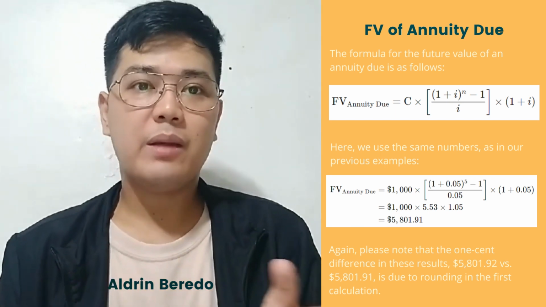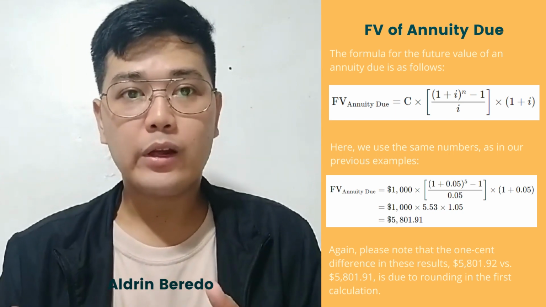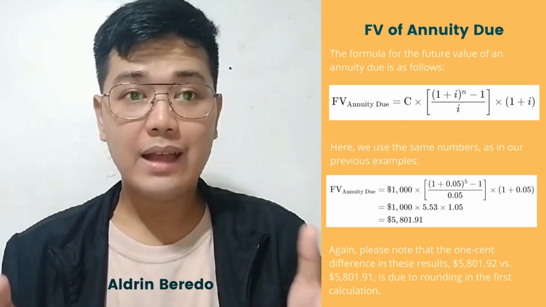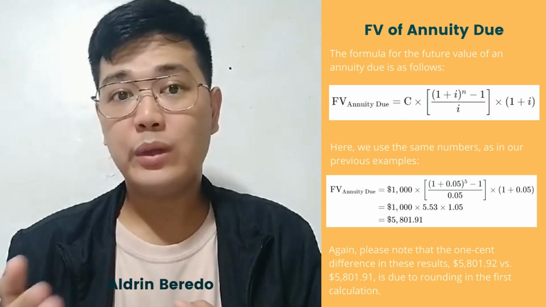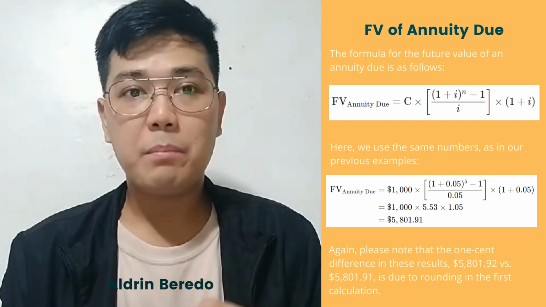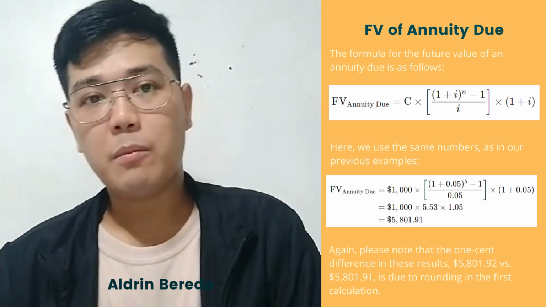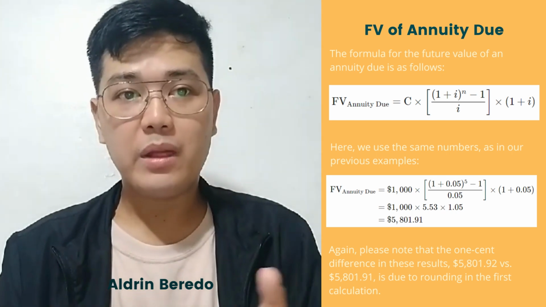Here we use the same numbers as in our previous examples. C stands for cash flow, which is $1,000. I stands for interest, which is 0.05, because we need to transpose it into decimals, and n is for the payment terms, which is 5 years. Let us plug in the given numbers into the formula. It will become like this.